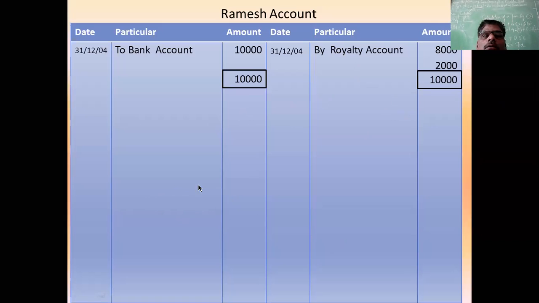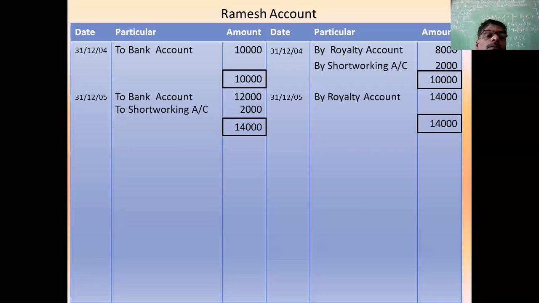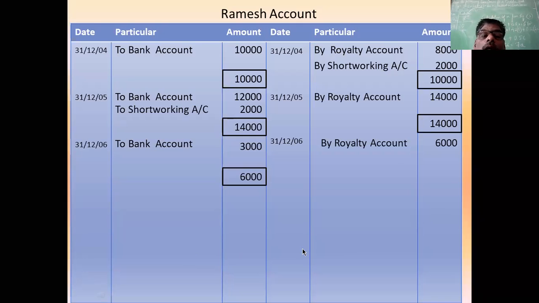First year difference 2,000. This difference is called a short working. Okay, short working. Next, second year bank account 12,000. By royalty account 14,000. Difference is 2,000. This difference is short working. Okay. Third year, bank payment is 3,000. By royalty 6,000. And difference is 3,000. This difference, you remember this point.